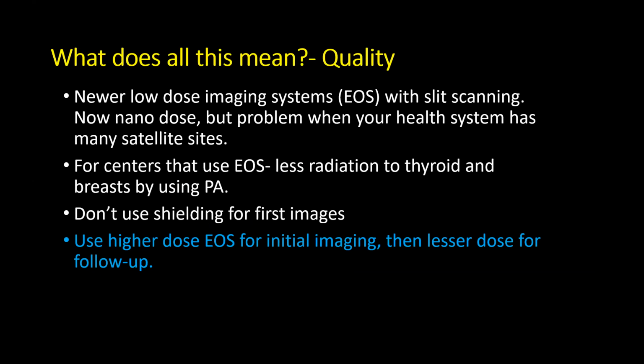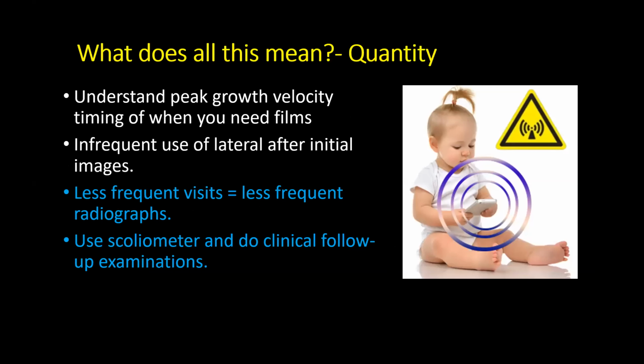So what does this all mean? Well, in terms of quality, we should use the higher dose of EOS imaging for the initial imaging, and then lesser doses for follow-up evaluation. In terms of quantity, less frequent visits means less frequent radiographs. Use your scoliometer and do clinical follow-up evaluations as much as you can.